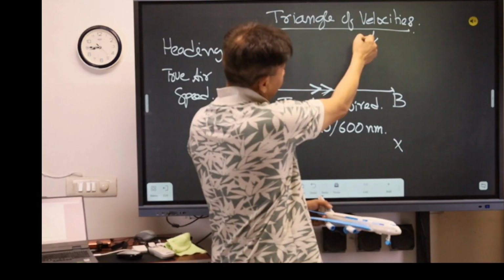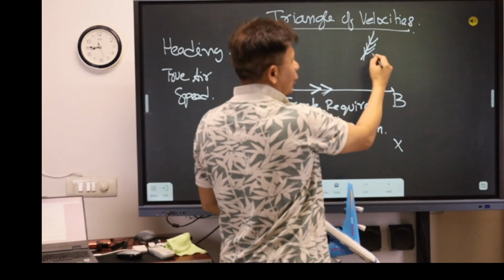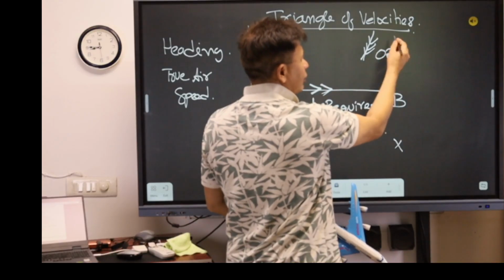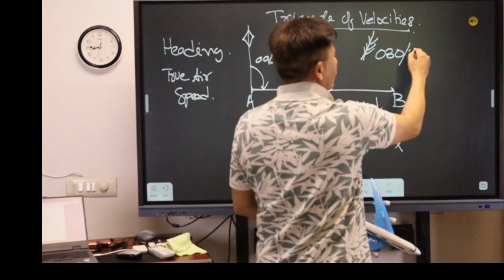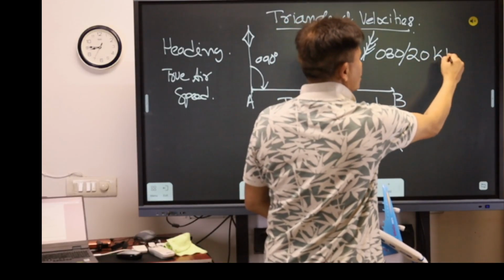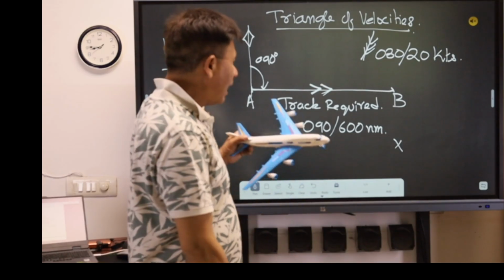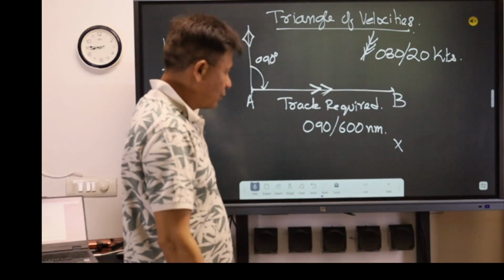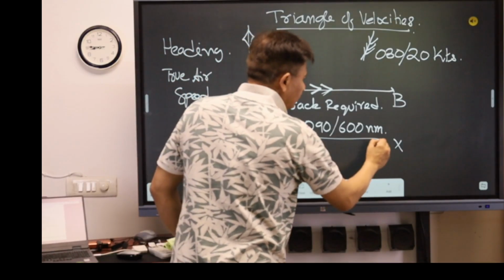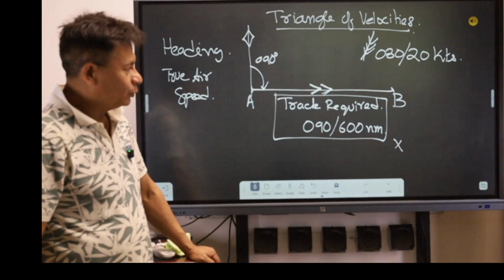In this particular line, if you see, approximately it is going to be about 030 direction. It is coming from 030 direction, and let's say the velocity is 20 knots. The speed is measured in knots. So I have now got three vectors. One is the track required with distances.